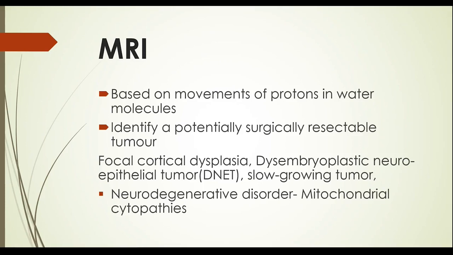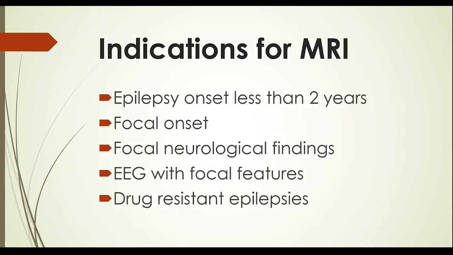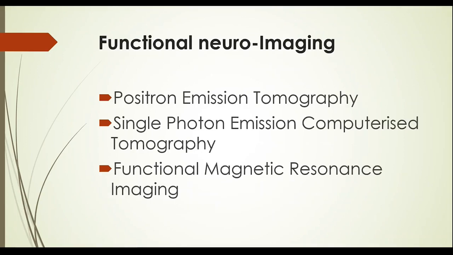So, what are the indications for MRI? If your seizure is of focal onset, you must go for neuroimaging. And epilepsy onset at less than 2 years of age. Next slide, please. And then focal neurological findings. And when you do an EEG, if you see focal features, you will go for MRI neuroimaging. And sometimes if the seizure is drug resistant, you might think about doing brain imaging with MRI. So, what is the place for functional neuroimaging in a child with epilepsy?